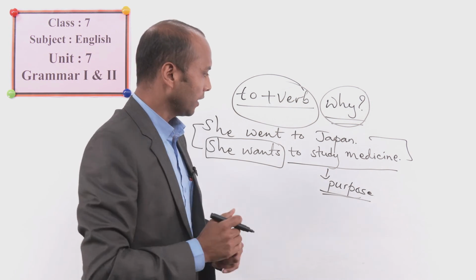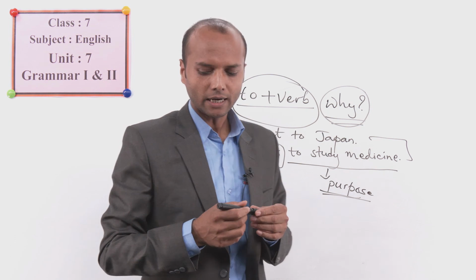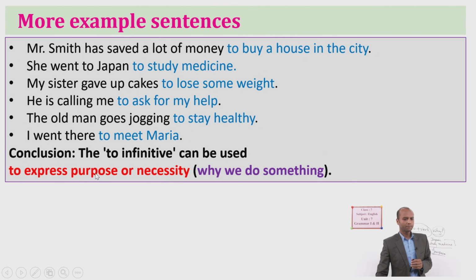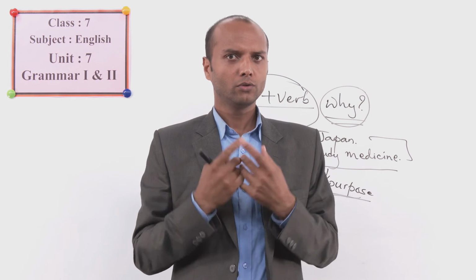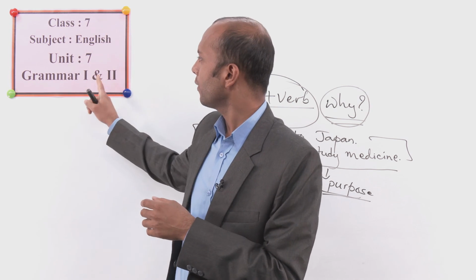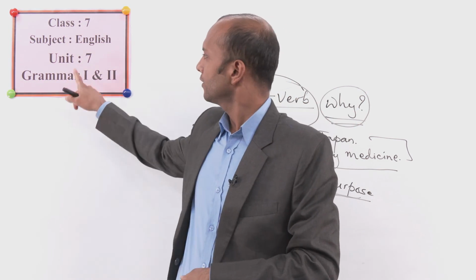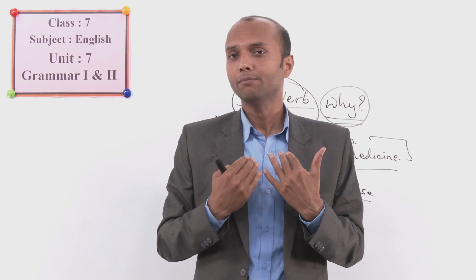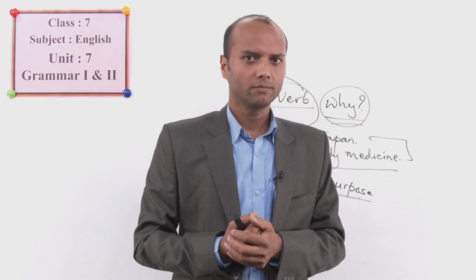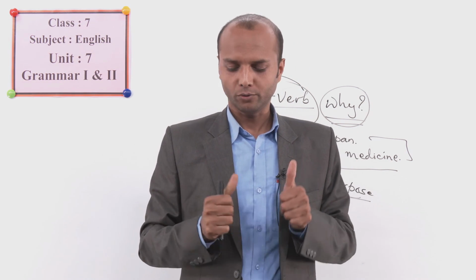Okay, so I think you are fine now. I have highlighted here that to plus verb expresses the purpose or necessity, answering questions about why you do something. For example, I am here in front of you to teach grammar 1 and 2, to discuss grammar 1 and 2 given under Unit 7. So this is my purpose of being here. Is that clear? Hope so. Thank you.